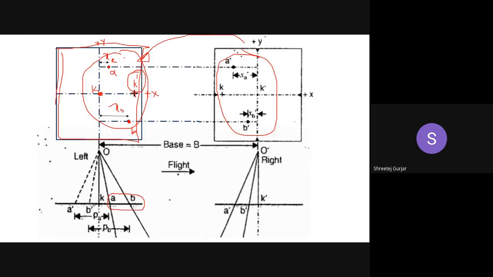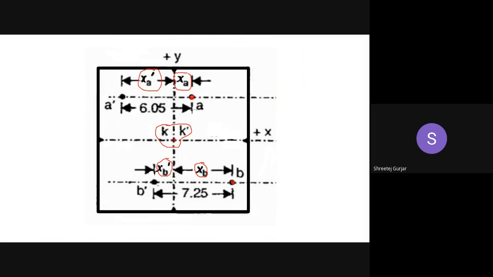Here you can see A and B from the left photograph are on the right-hand side of the Y axis. Similarly, A dash and B dash are on the left-hand side of the Y axis. The distance between these two is marked as 6.05 centimeters, just an example.